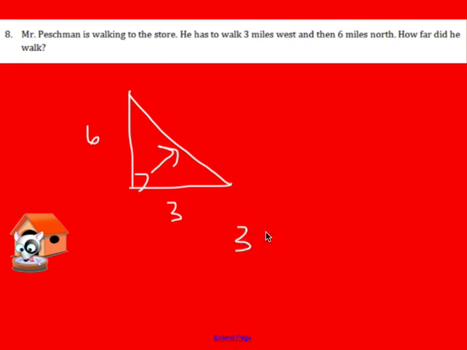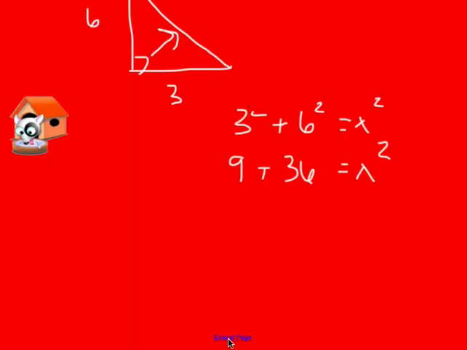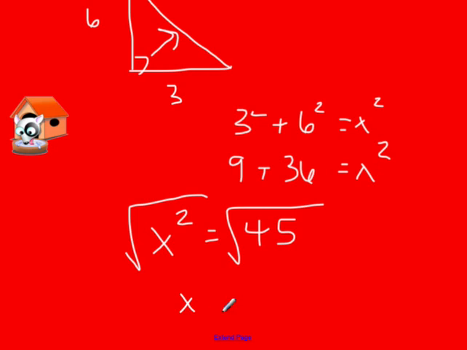So I can do 3 squared plus 6 squared is equal to x squared. Well, 3 squared is 9, 6 squared is 36, and that's equal to x squared. So now I need to go ahead and add those two together. So 9 plus 36 is going to give me 45. So I get that x squared is equal to 45. Now I need to solve that for x, so I can go ahead and take the square root of both sides. And then I get that x is equal to the square root of 45.